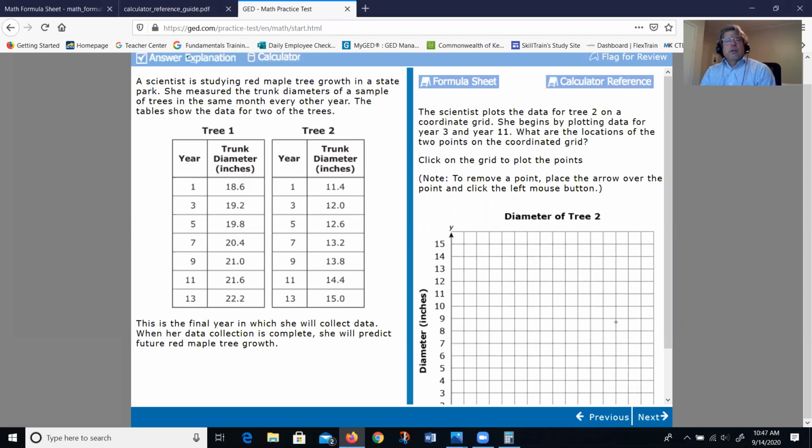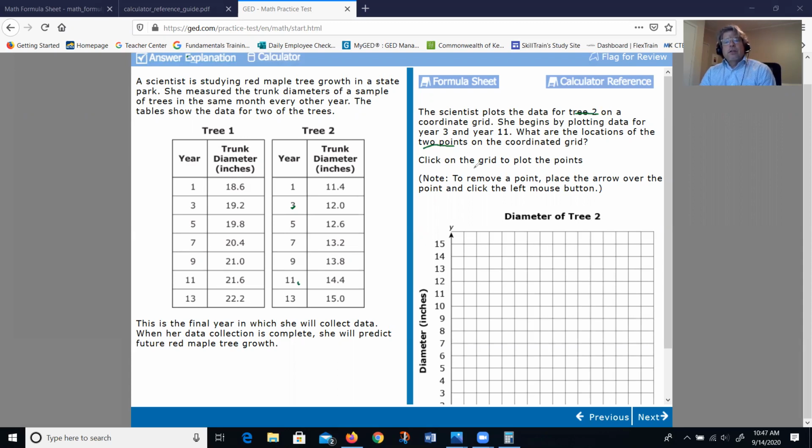So the next thing we have is that split screen stuff that they were talking about. Again, I'm just going to focus on the question side. So the scientist plots the data for tree number 2 on a coordinate grid. She begins by plotting data for year 3 and year 11. So I'm seeing tree 2, year 3, year 11. What are the locations of the 2 points on the coordinate grid? So I need to locate 2 points.